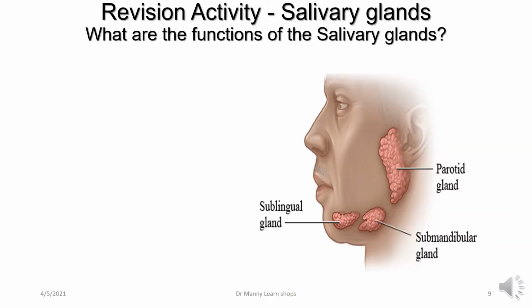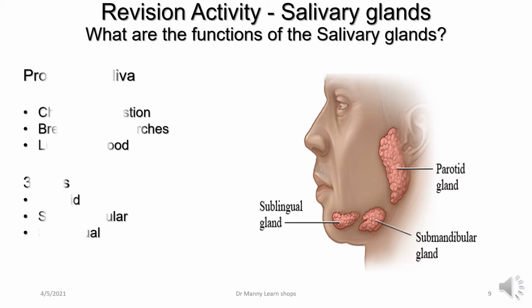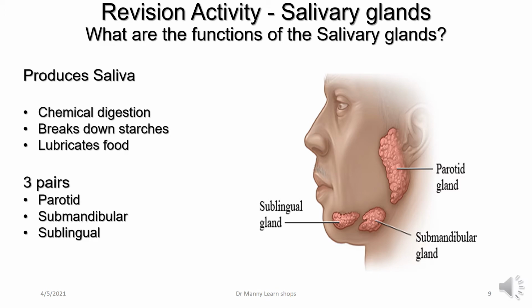We've all got salivary glands. What do you think are their function? You have the sublingual, the parotid, and the submandibular salivary glands. Well, the functions of the salivary glands are to produce saliva. And as I said, this is the first stage of chemical digestion. It starts to break down starches, lubricates food so it's easier for it to move into the stomach. And as I said, there are three pairs: the parotid, submandibular, and the sublingual.